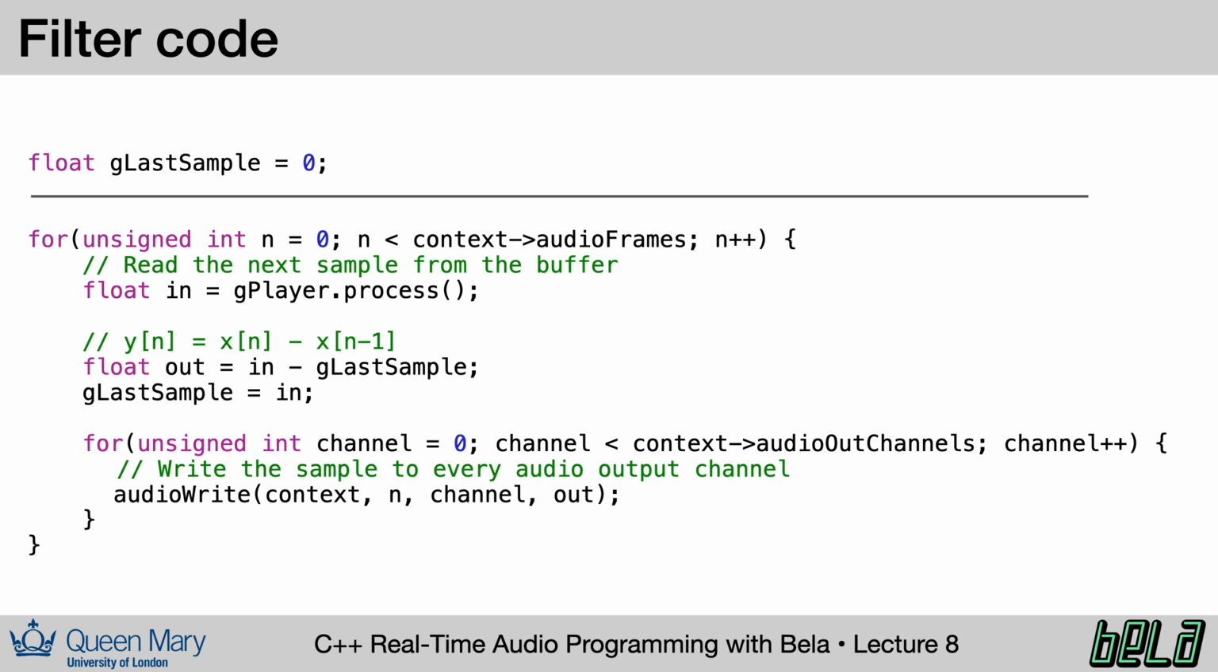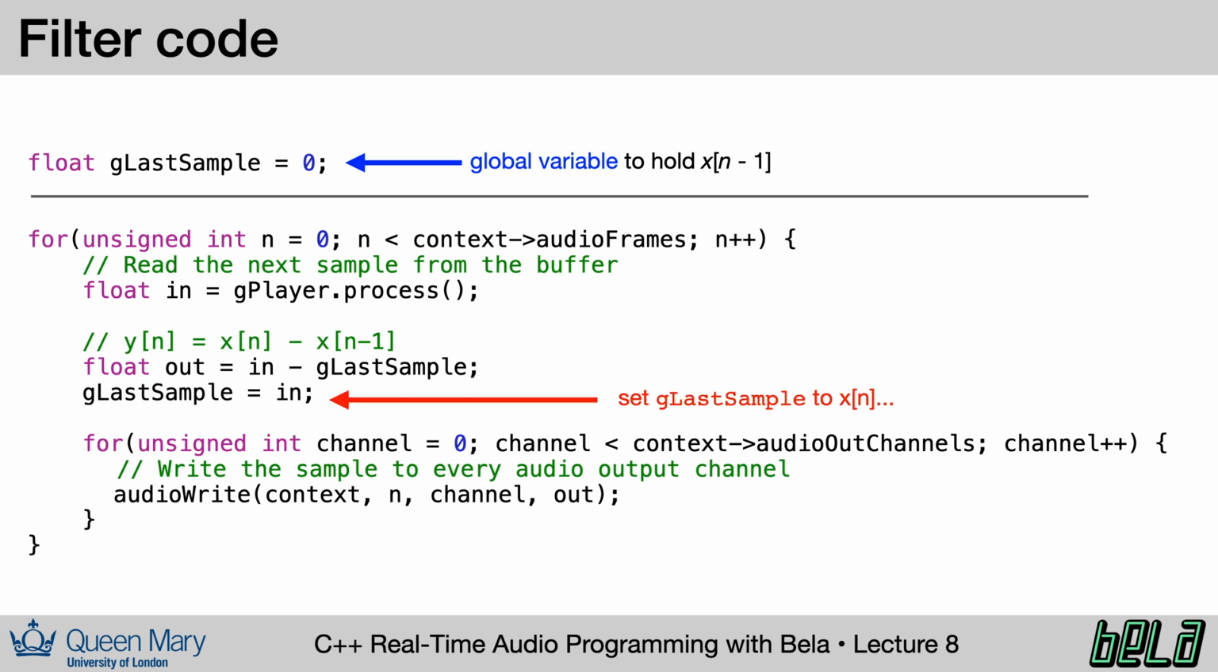Let's look at the critical bit of this code. At the top of the file, you should have declared a global variable. It needs to be a float because it needs to hold fractional values, and it's important to initialize the variable to 0 so you don't have any artifacts when you start the program. Then inside the render function, we'll have our usual for loop that goes through the number of audio frames. And let's start from the end backwards.